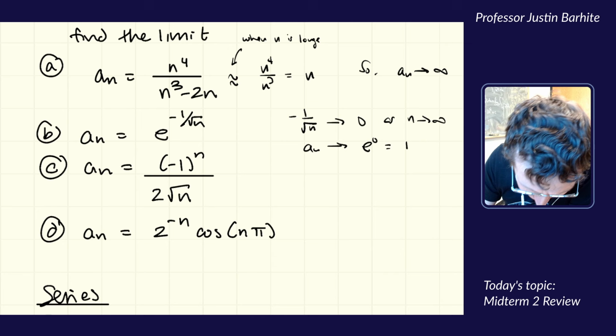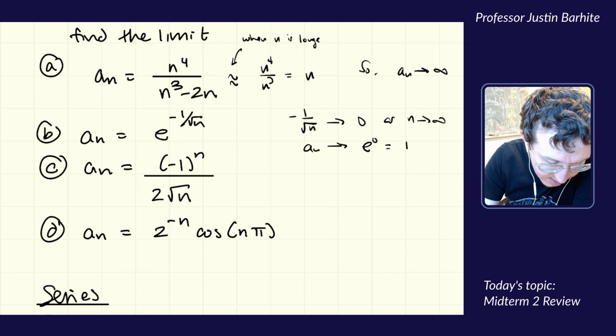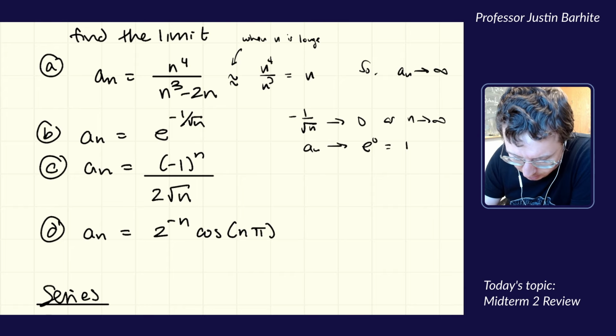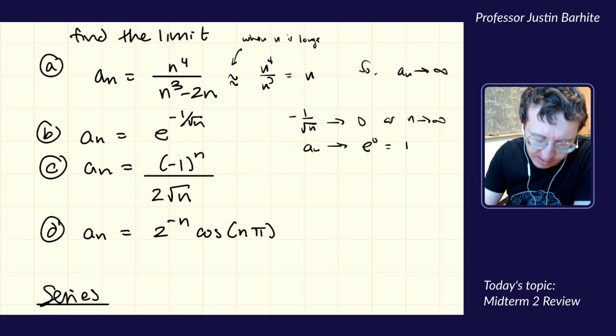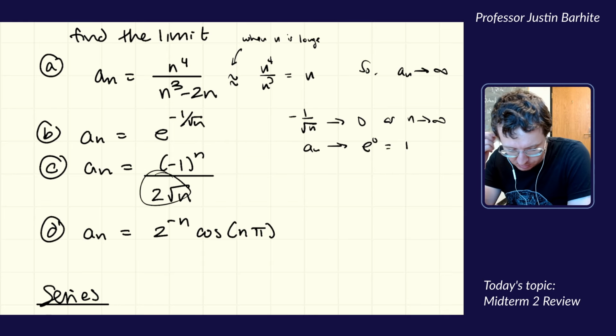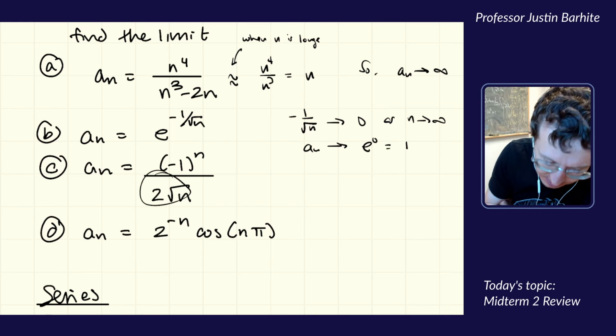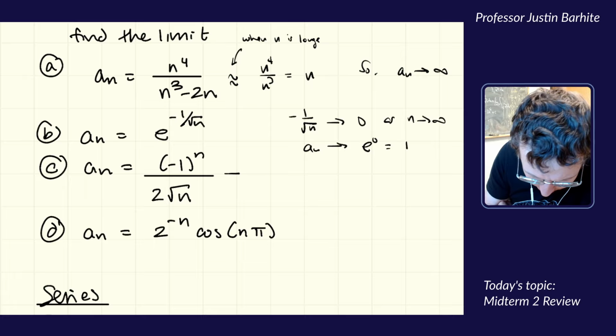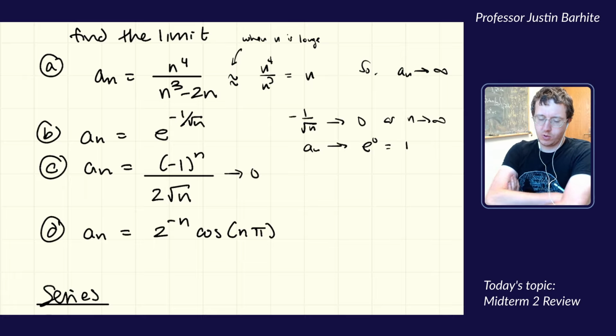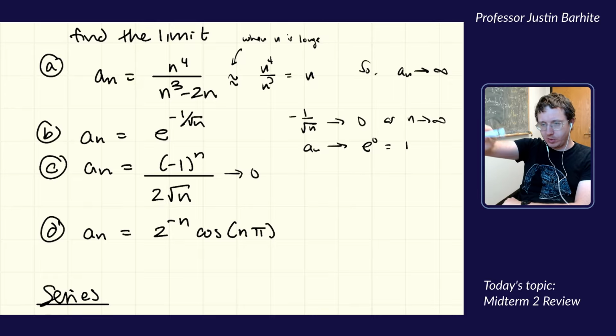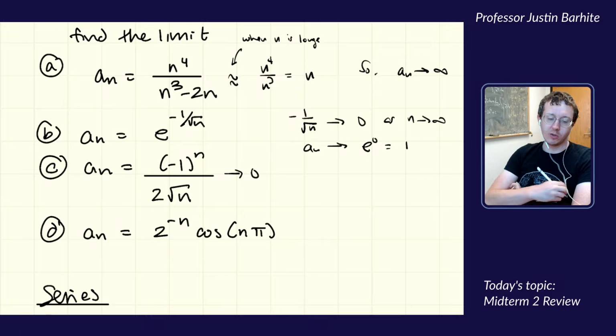For part C, this negative 1 to the n is toggling the sequence terms between positive and negative, but that 2 root n in the denominator is getting bigger and bigger. So overall, the quantities are getting smaller and smaller. They're flipping back and forth between positive and negative, but they're getting closer and closer to 0.